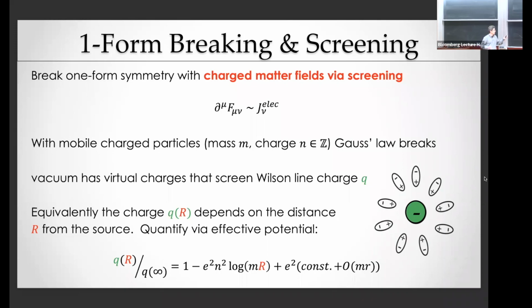And the fact that Q depends on R, if we think about it in terms of one-form symmetry, is a statement that the symmetry is broken. The one-form symmetry is broken. We used to have a charge Q that was independent of the distance that we measured it at. Now it depends on how we measure it.